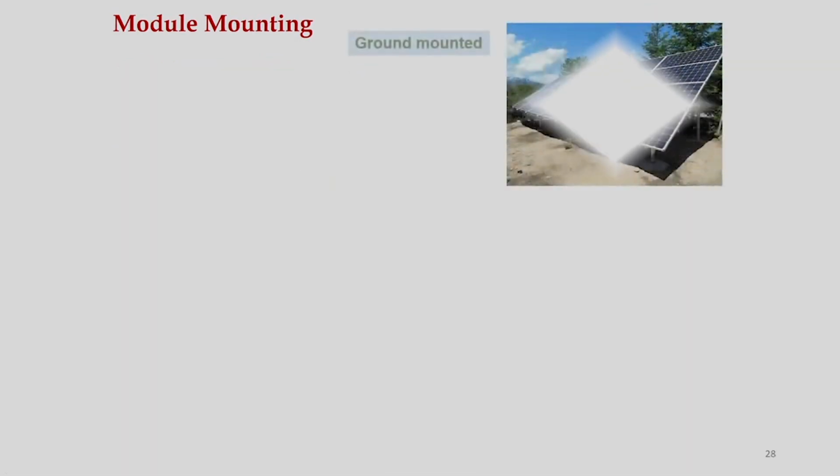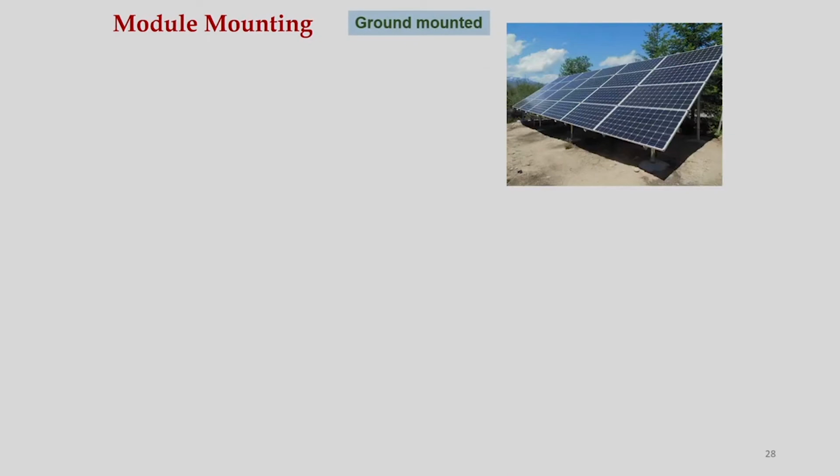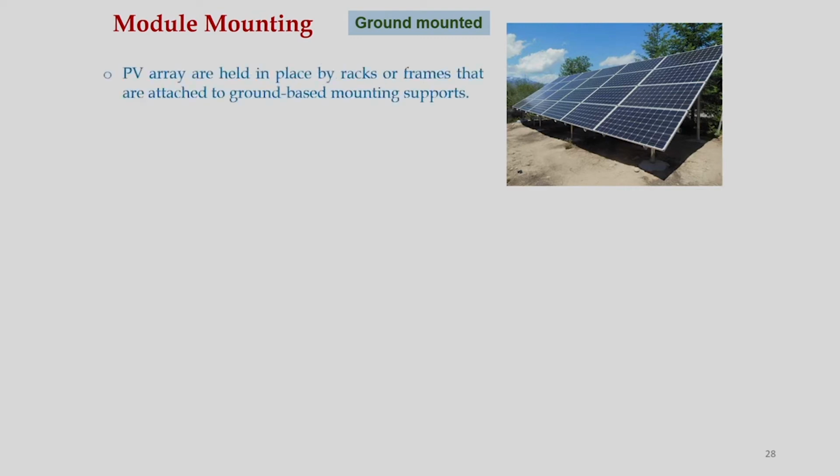For a ground mounted system, as you can see, we need to have a strong structure to hold the entire PV panels and other components. Then how can we define it? This PV array is held in place by racks or frames that are attached to ground based mounting supports.